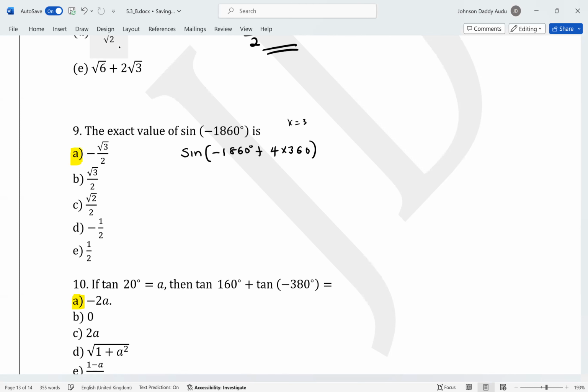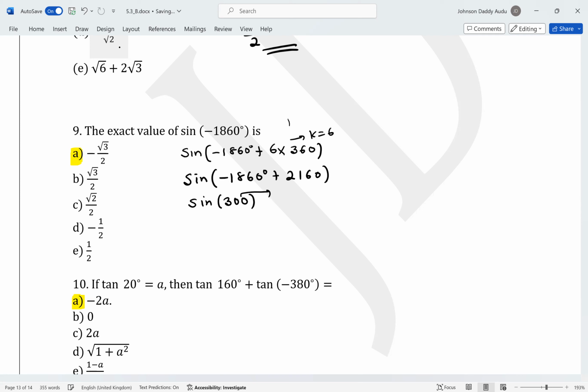5 multiplied by 360 is still going to be a big number, right? It's going to be 1,800, but this is still negative. So I think the best bet will be to take k to be 6. Yes, to take k to be 6. So here we can add 6 times 360. Now this is going to be sine of minus 1860 degree plus 2,160, right? Okay. So now if we add these two, we get just 300. So this is sine of 300.